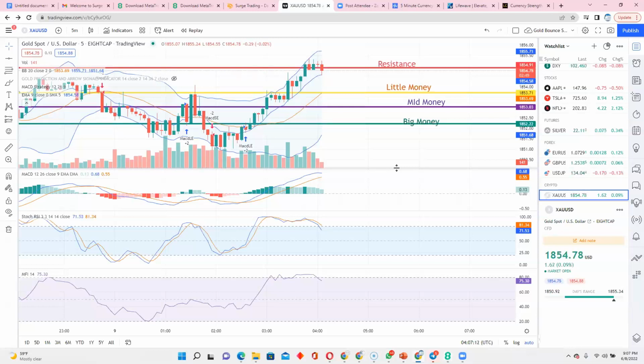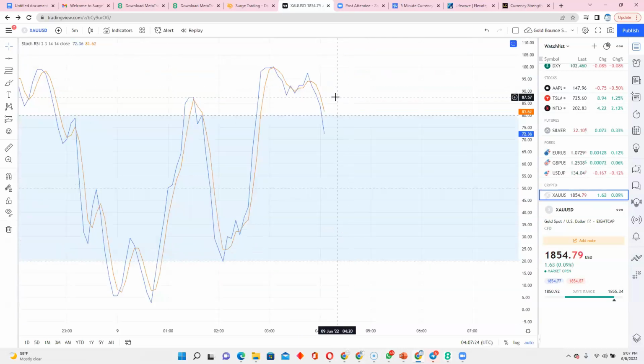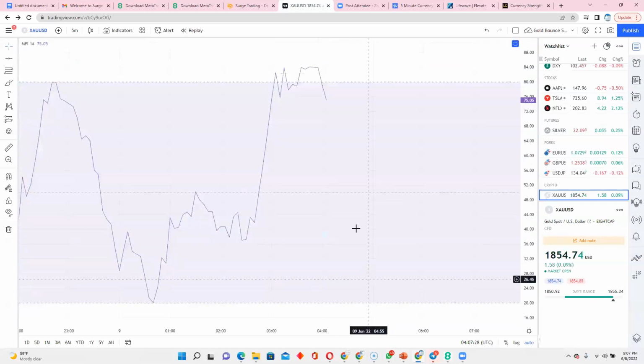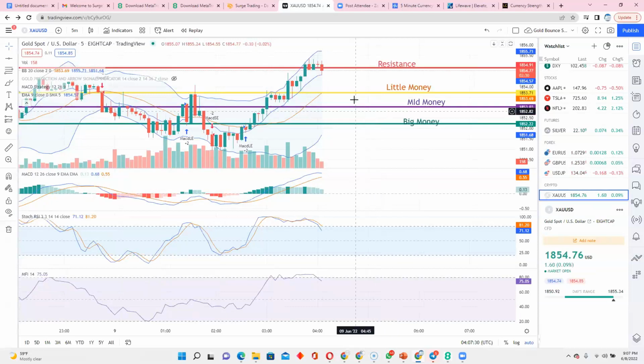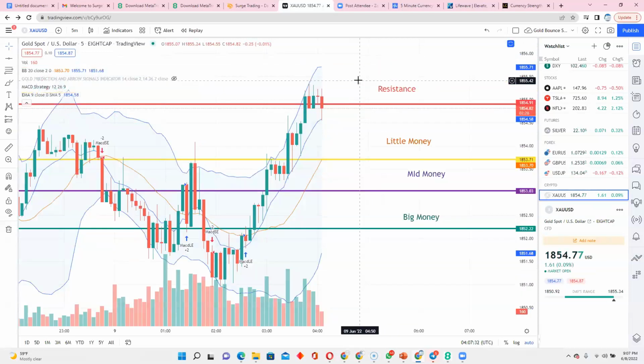We're right here. We got our resistance line, our little money line, our mid money, we got our big money line. Right now we see the Stochastic RSI crossing over. Let's look at this. We got the red line crossed over. That means it's going down. We also got the money flow telling us it's going down. Everything is telling us it's going down. We got the Bollinger Band showing us it's going down in real time.